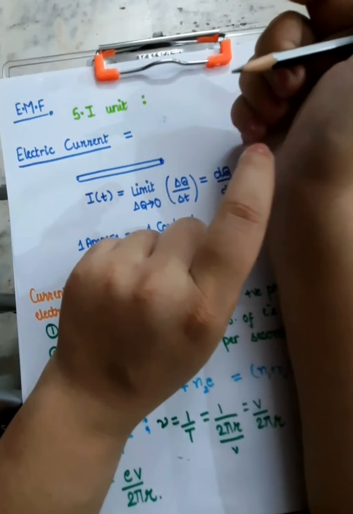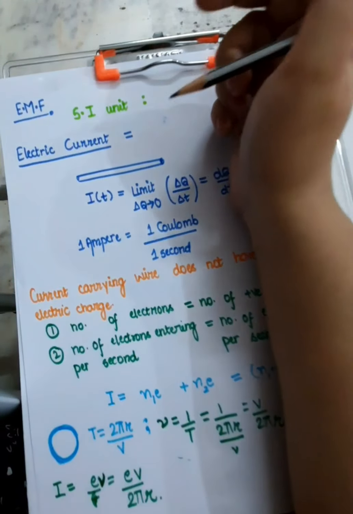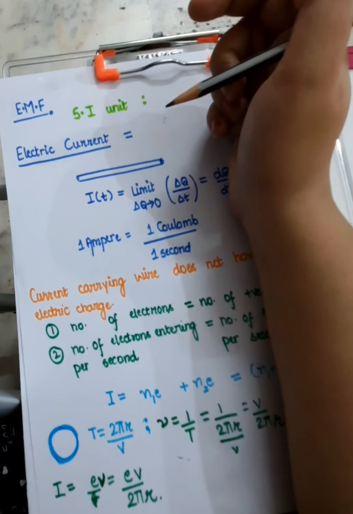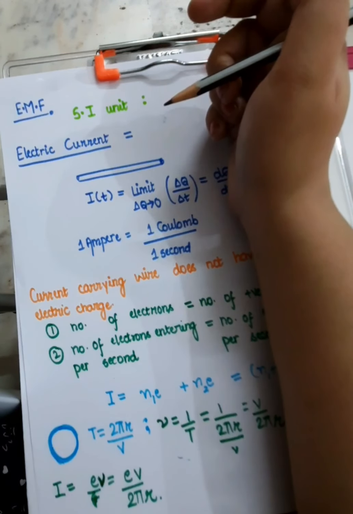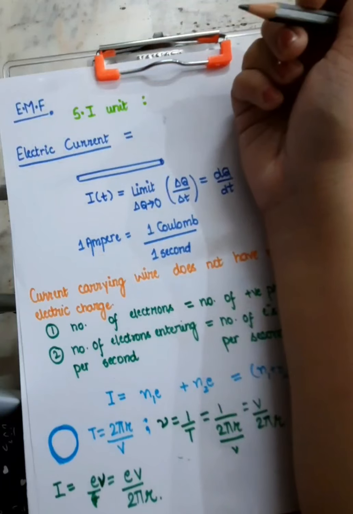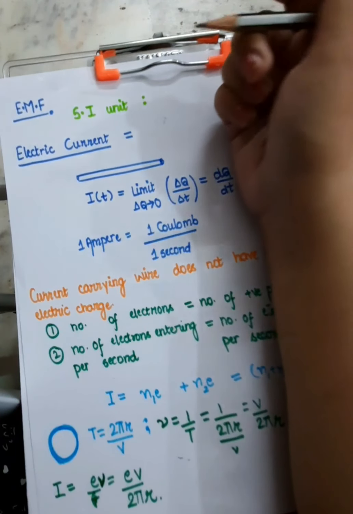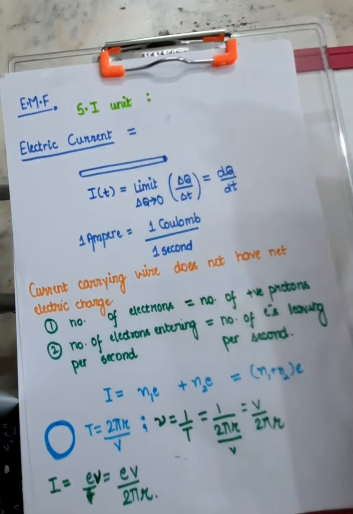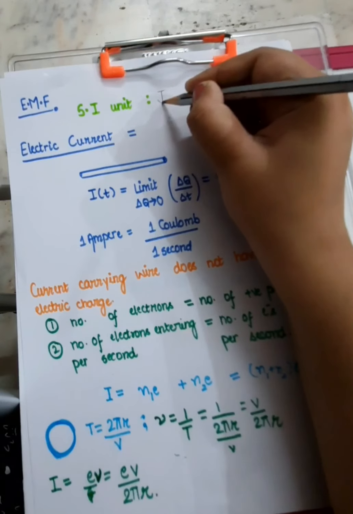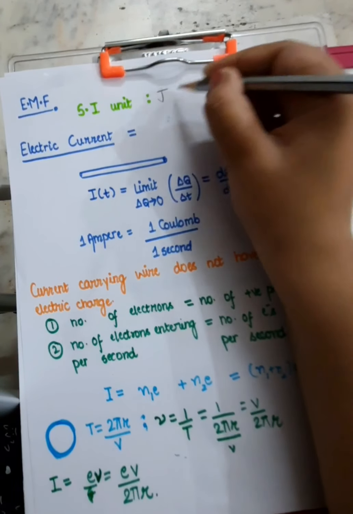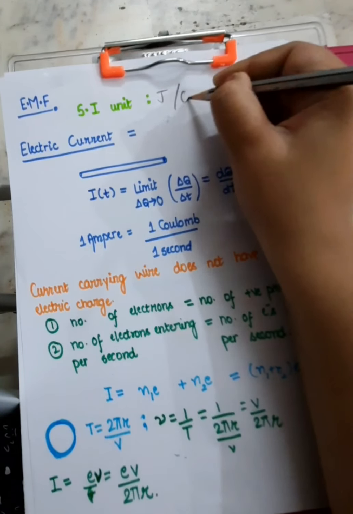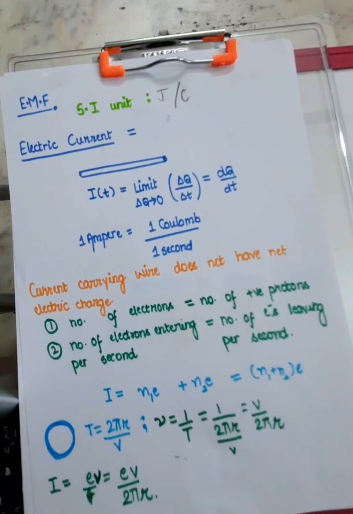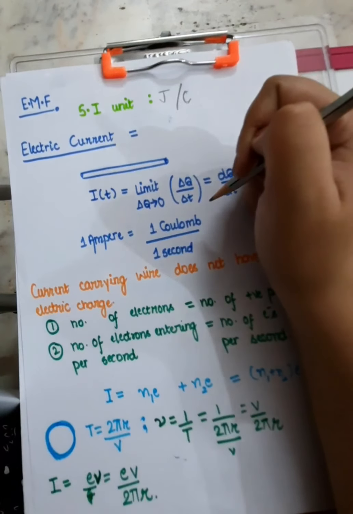Since EMF is a sort of potential difference, and potential difference is work done per unit charge, EMF also has the same units, work done per unit charge. So that's why it goes as joules per coulomb. That is the SI unit of EMF, which is work done per unit charge.